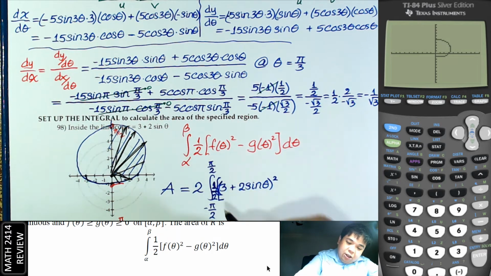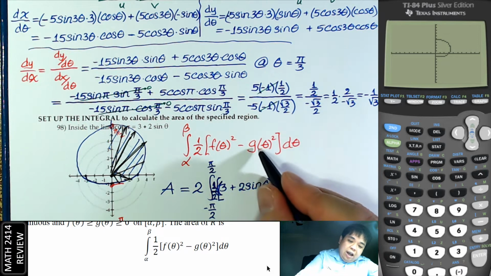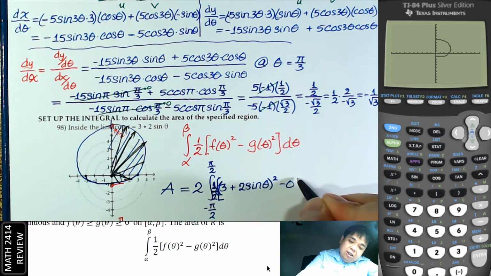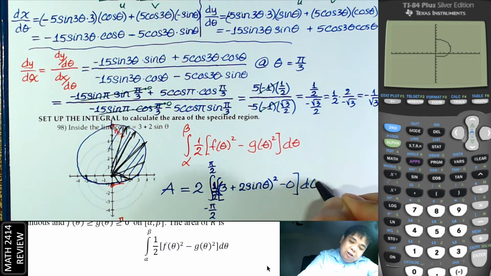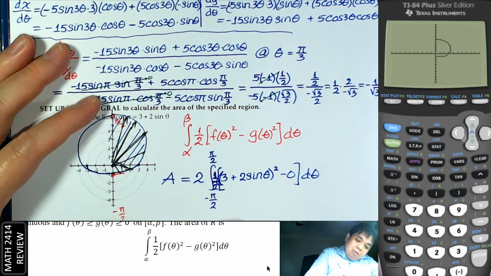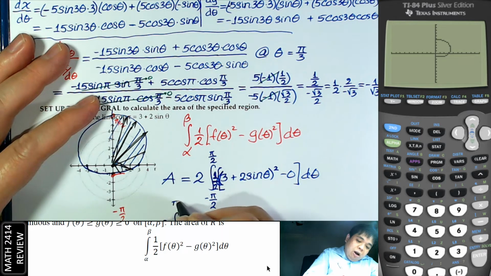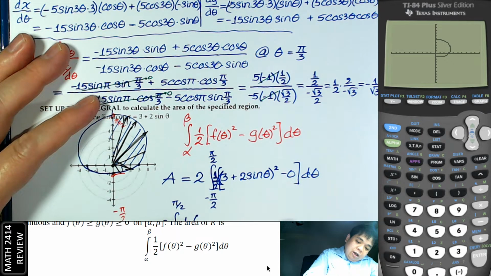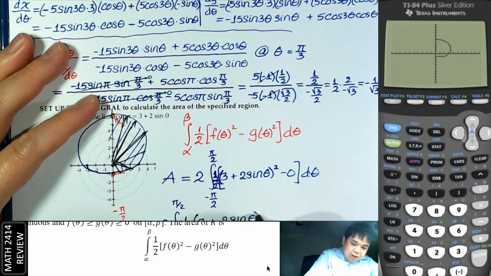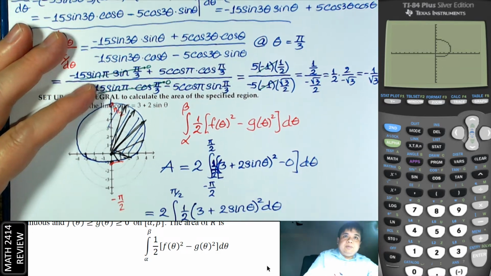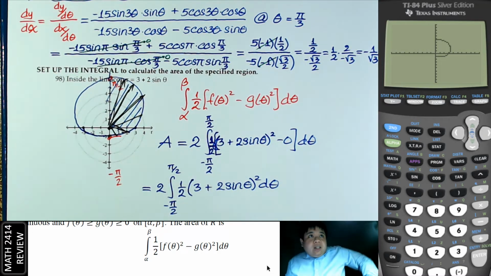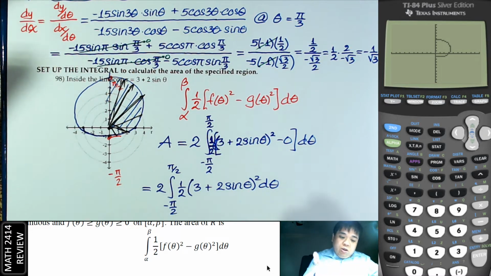1/2 over 3 plus 2 sine squared, and g, we don't have that. So let me rewrite this as 2 times the integral from negative pi over 2 to pi over 2 of 1/2 times the quantity 3 plus 2 sine theta squared d theta. On the test, if I only ask you to set up the integral, that's where we stop.